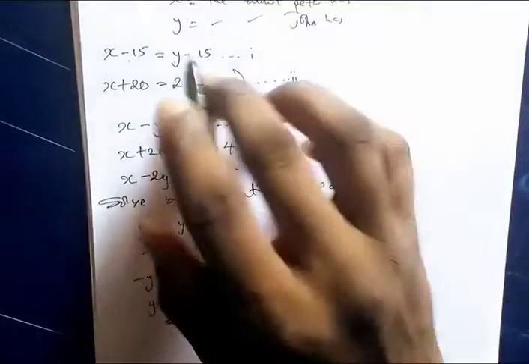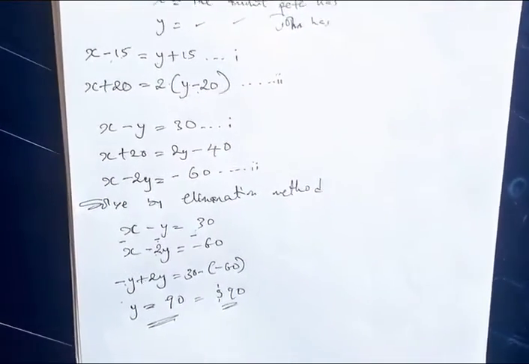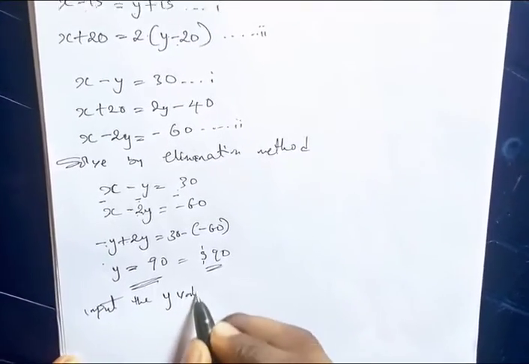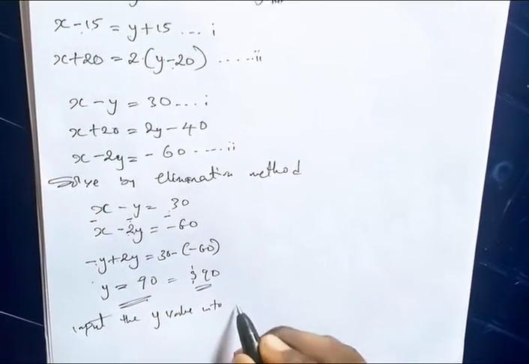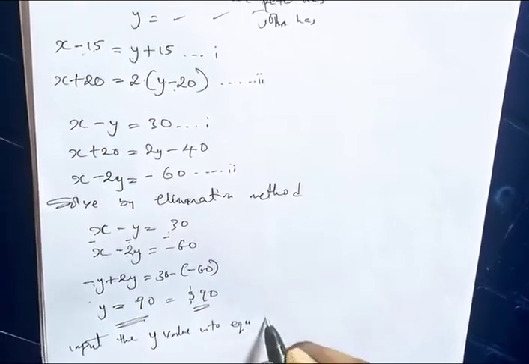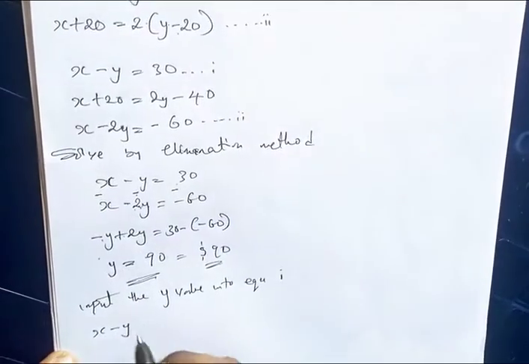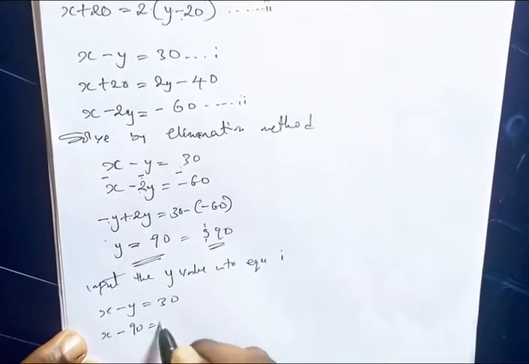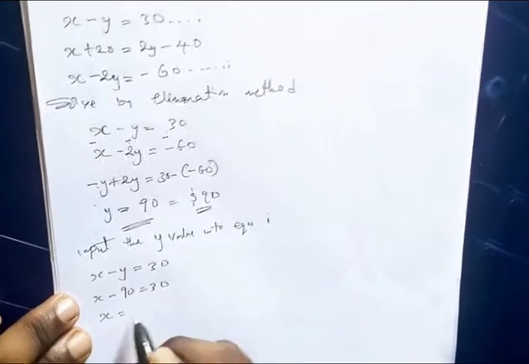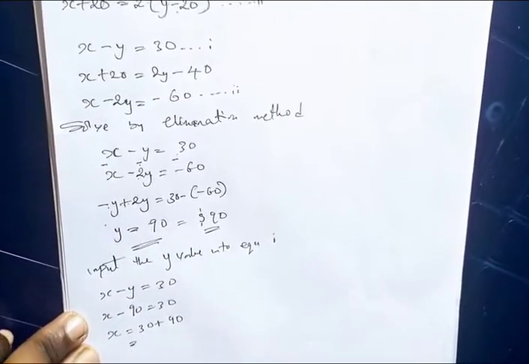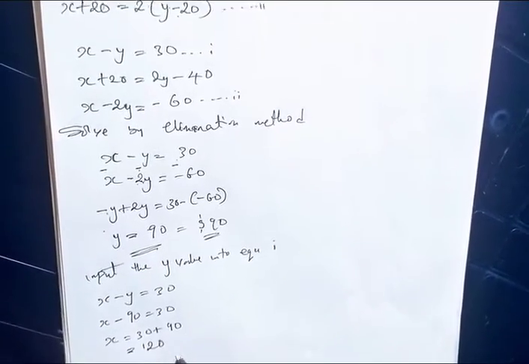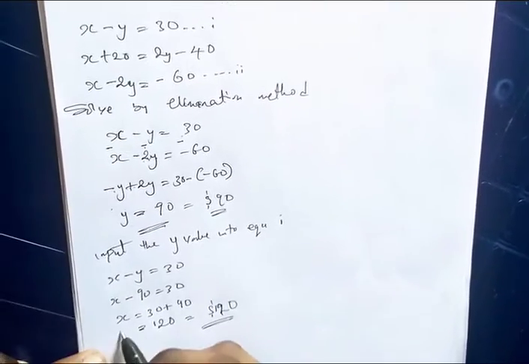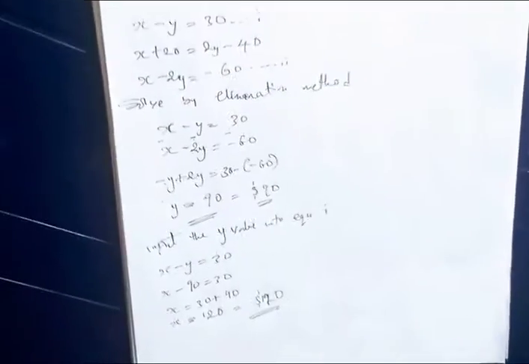for John here. So what about Peter? Now if I input the y value into my equation 1, which is x minus y equal to 30, I will have that x minus 90 is equal to 30, leaving me with x equal to 30 plus 90, and that leaves me with 120. So $120 for Peter. Now let's see if this is correct.